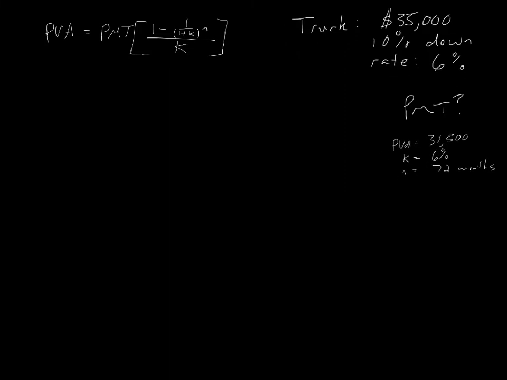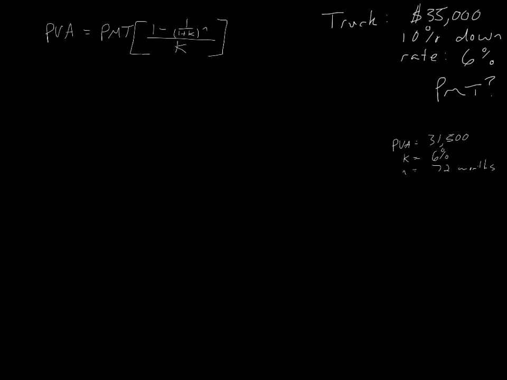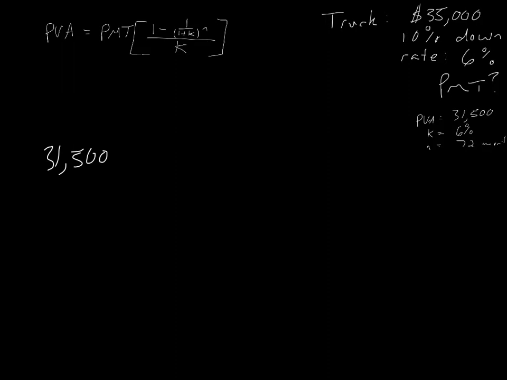Okay. Move everything, give us maximum space here. Alright, so let's go ahead and do that. So we have 31,500 equals payment, which we don't know, times 1 minus 1 over, oh, you know what? Gotta go backwards just a little bit. Sorry. Backwards, backwards, backwards. Sorry to waste your time.